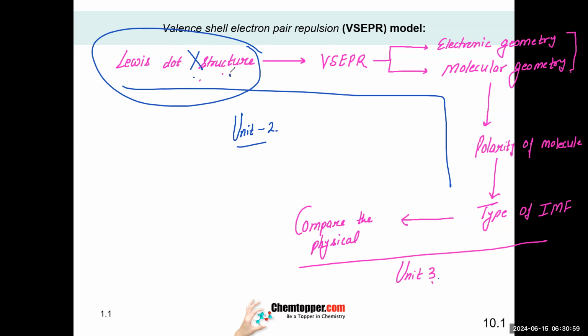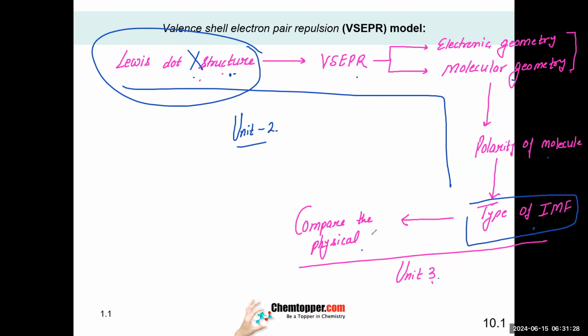You need plenty of practice for the Lewis dot structure. Without correct Lewis dot structure, you won't be able to predict the correct electronic geometry and the molecular geometry. You won't be able to understand the polarity of the molecule. If you are not able to understand polarity, you won't be able to understand the type of IMF. If you are doing error here, you won't be able to compare their physical properties, which is one big chemistry.